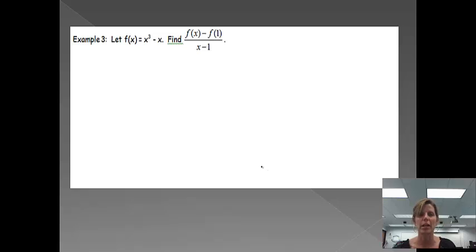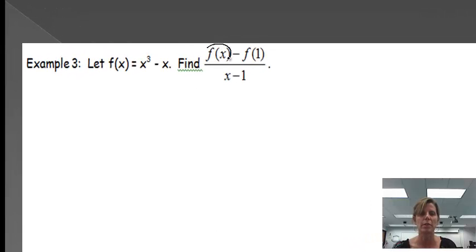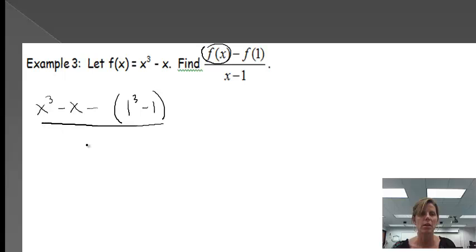All right, a little bit harder example here. Let's say we have the function f(x) equals x cubed minus x, and this time it asks us to find [f(x) minus f(1)] all over x minus 1. So I'm going to deal with f(x) first, and it tells me that f(x) equals x cubed minus x, so that's what I'm going to write down first. And then minus, the next thing that it tells me to do is to find f(1). So wherever I see an x, I'm going to put a 1. And then it's all divided by x minus 1.